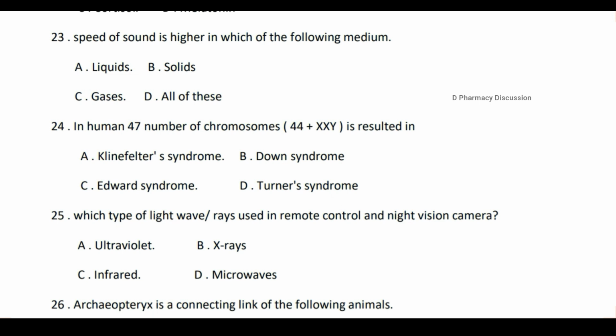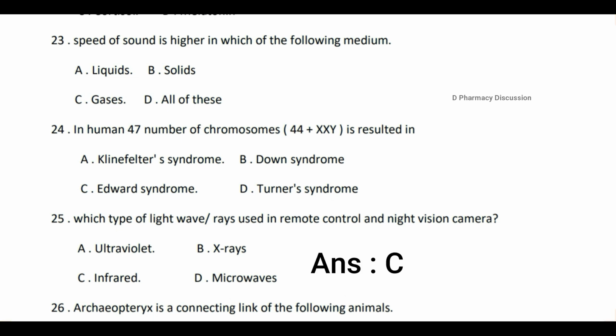Then question number 25. Which type of light waves or rays used in remote control and night vision camera? Options are A ultraviolet, B X-rays, C infrared and option D microwave. Correct one is option C infrared.